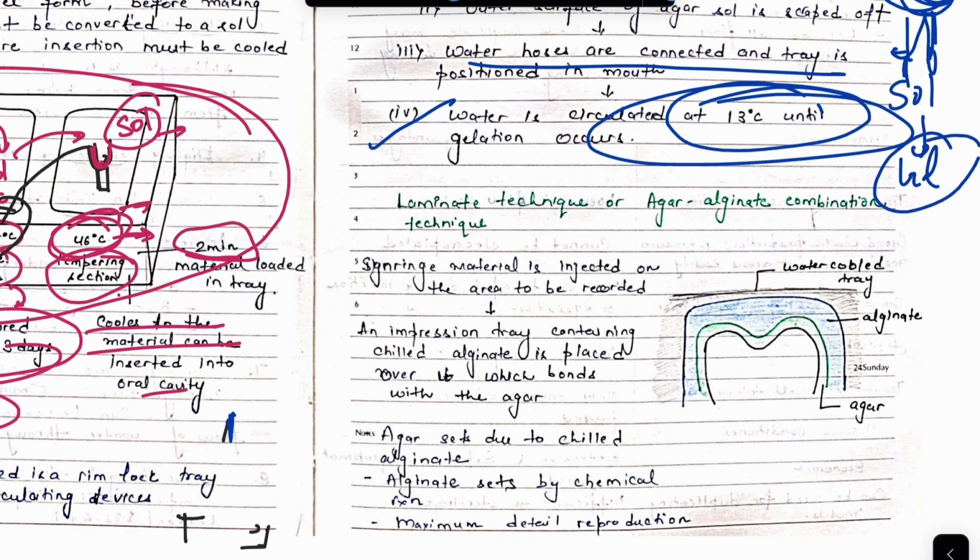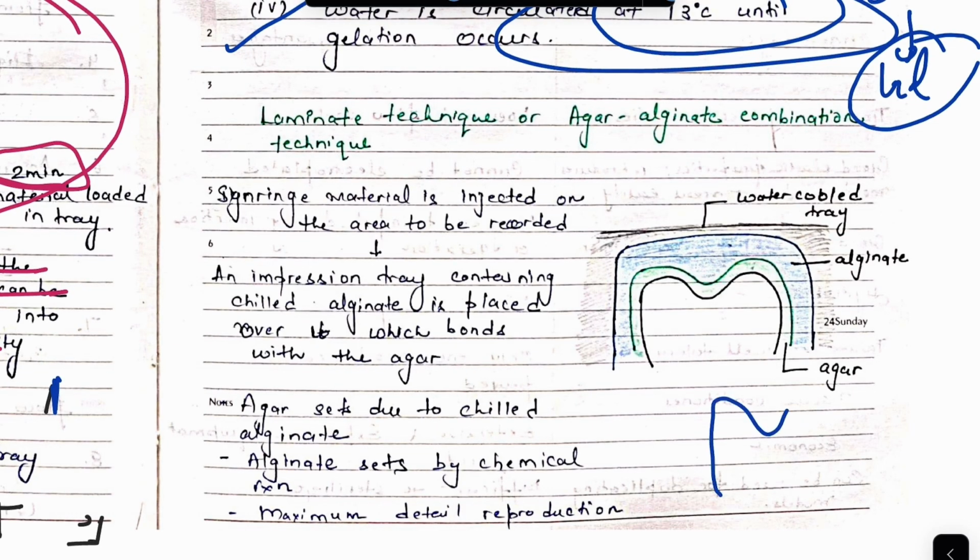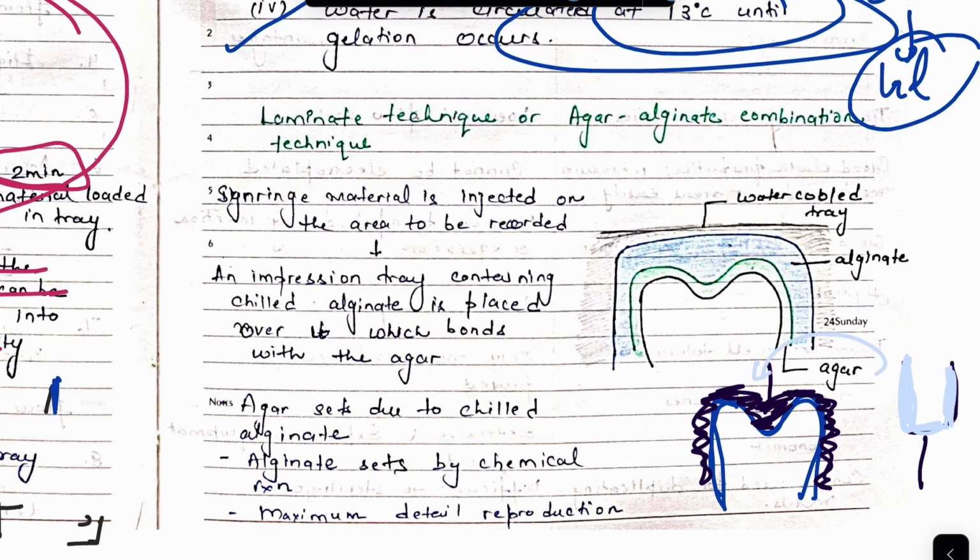Now talking about the laminate technique. What happens in the laminate technique? I have this tooth. I want good reproduction of details, but I want to use agar. So I will use the syringe material. I will directly put the syringe material over my tooth. And what will I do? I will load a normal tray with alginate, with chilled alginate, so cool alginate, and I will put that tray over this compound.